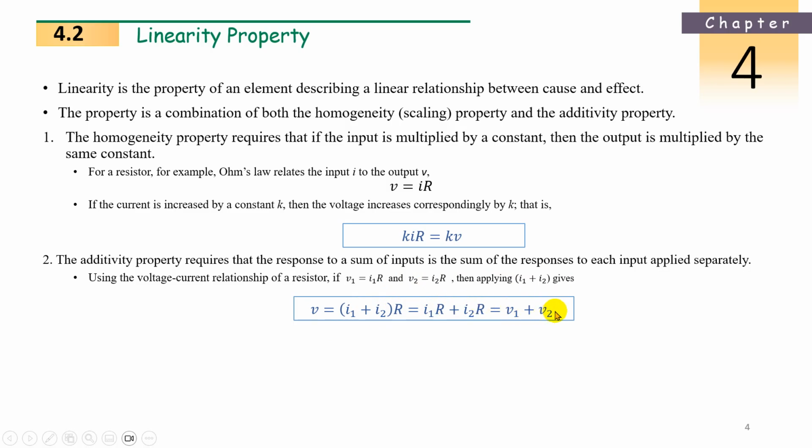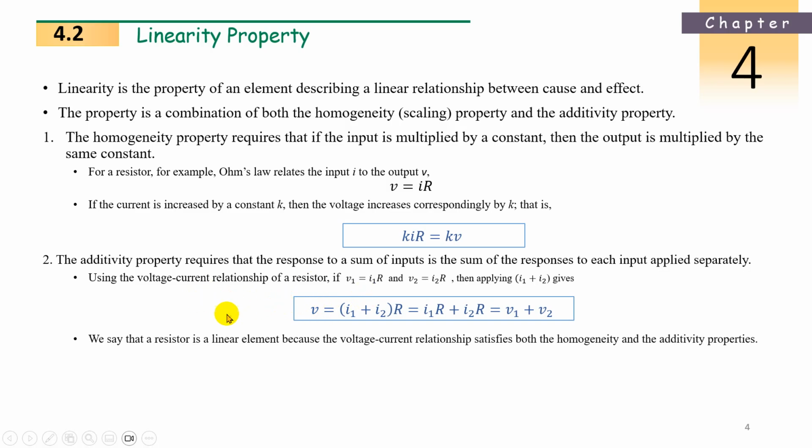So here the additive property means the resistance is constant but the currents are different. That current multiplied by the resistance is called one voltage, and the other current multiplied by the same resistance is called another voltage, and the voltages are additive, which is equal to the source voltage. V is equal to V1 plus V2, like that. So this is called the additive property.